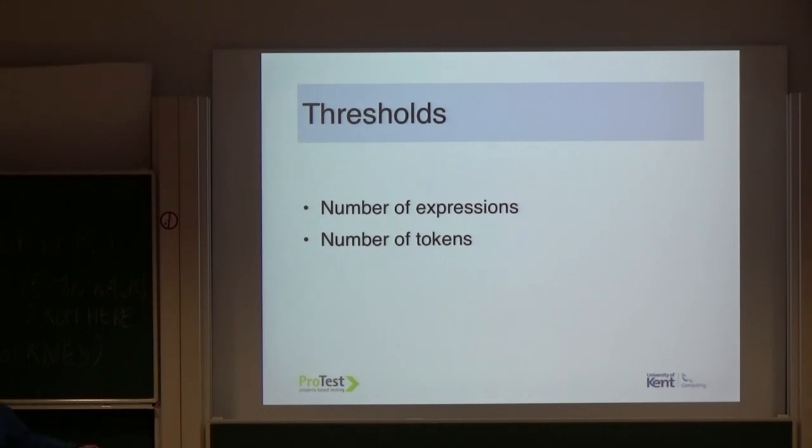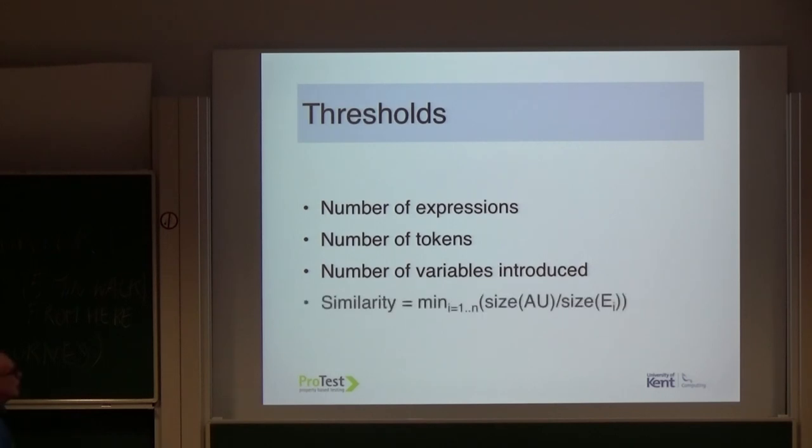Because of course you can generalize any two expressions to a single variable. So the number of variables introduced will reflect the number of places that the clones are different, where we've done a real abstraction from the code we're looking at. And we might be interested in similarity, where we measure the size of the unification over the size of the original. If you've got two expressions, you can unify them to a variable. So we need to have a threshold on the unification being reasonably large compared to the original.